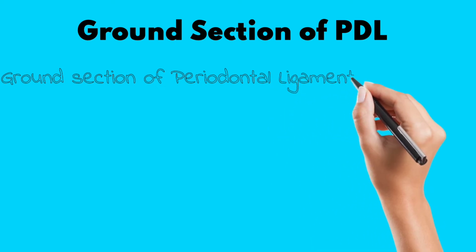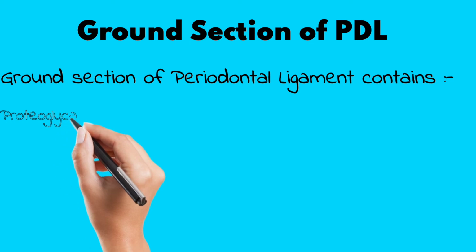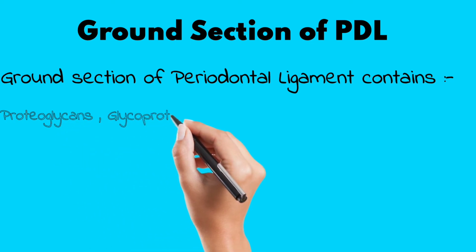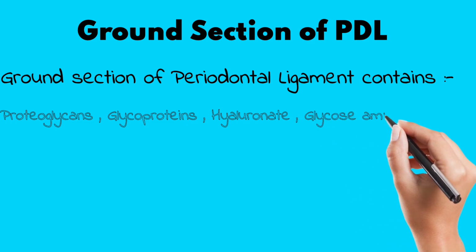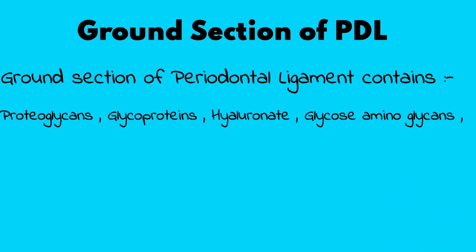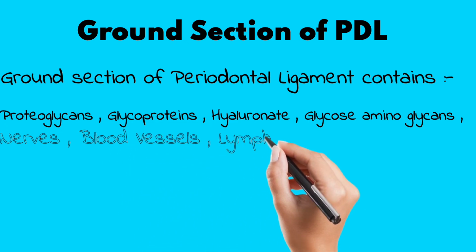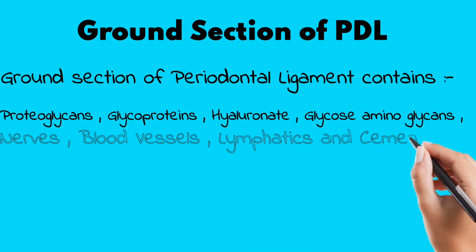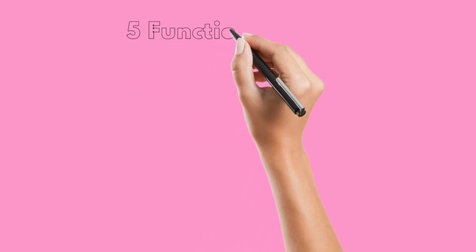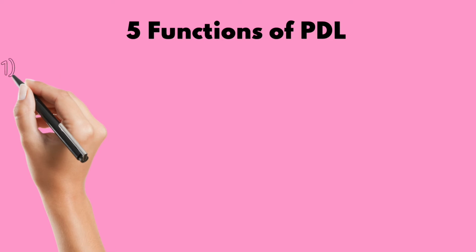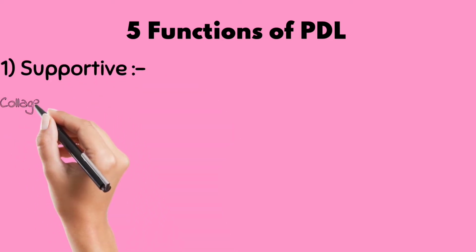Periodontal ligament has 8 ground substances. These are proteoglycans, glycoproteins, hyaluronate, glycosaminoglycans, nerves, blood vessels, lymphatics, and the cementicles. So remember these eight substances found in the ground substance of PDL. These are proteoglycans, glycoproteins, hyaluronate, glycosaminoglycans, nerves, blood vessels, lymphatics, and cementicles.